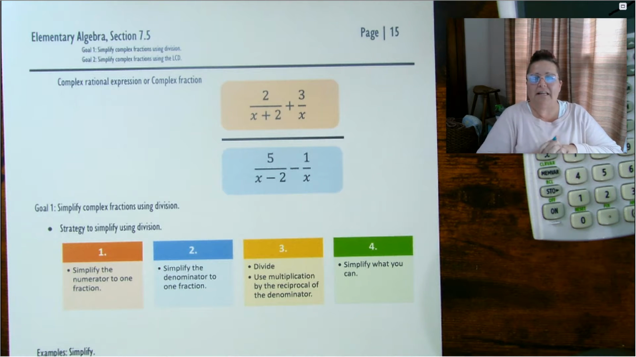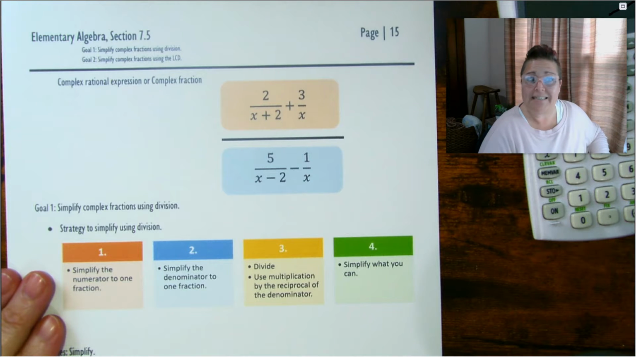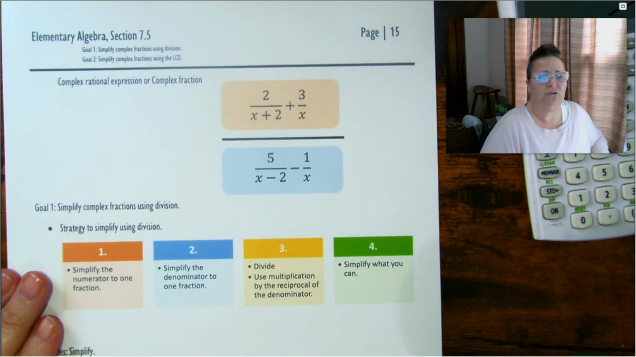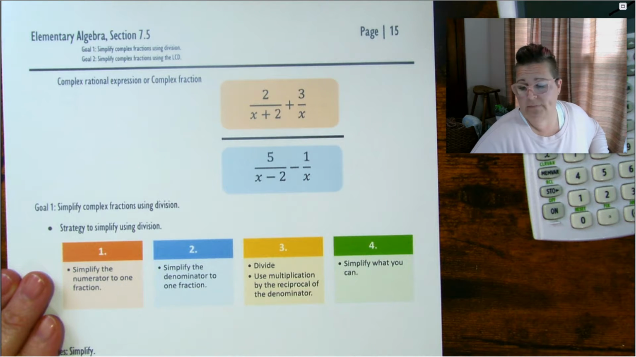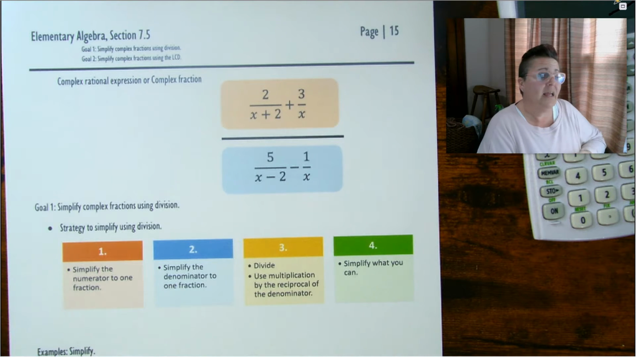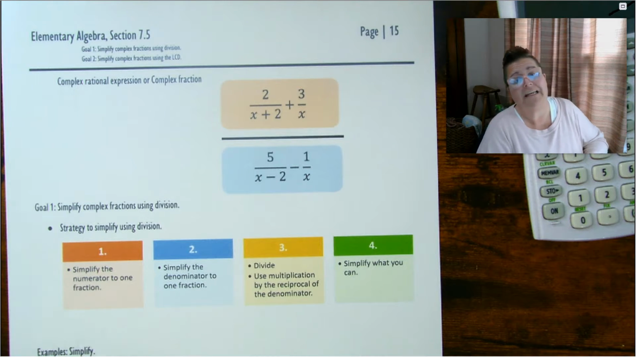We are currently going to be looking at section 7.5, which has just two goals in it. We want you to be able to simplify complex fractions using a division process and also a second tool for your tool belt, which is to be able to simplify complex fractions using the lowest common denominator. To begin with, we're going to talk for a few minutes about what a complex fraction is.